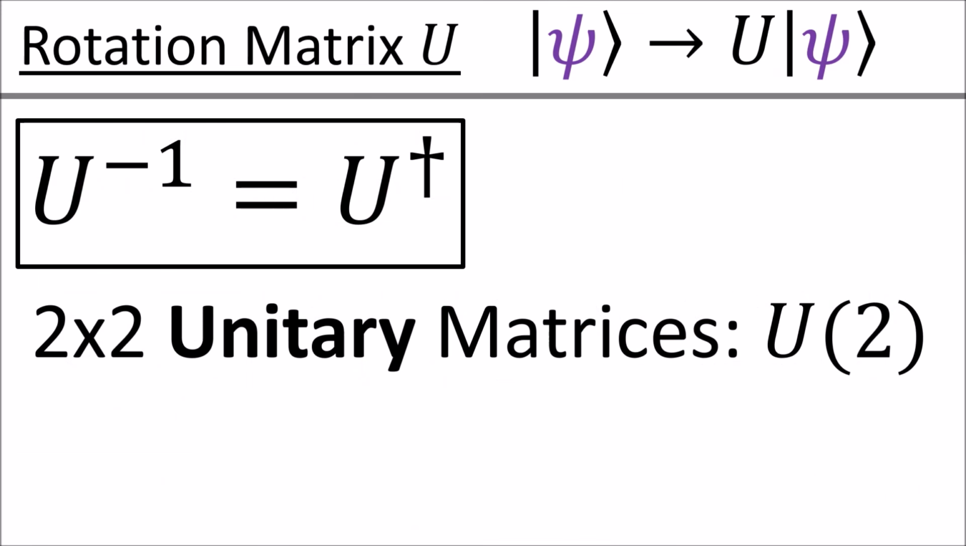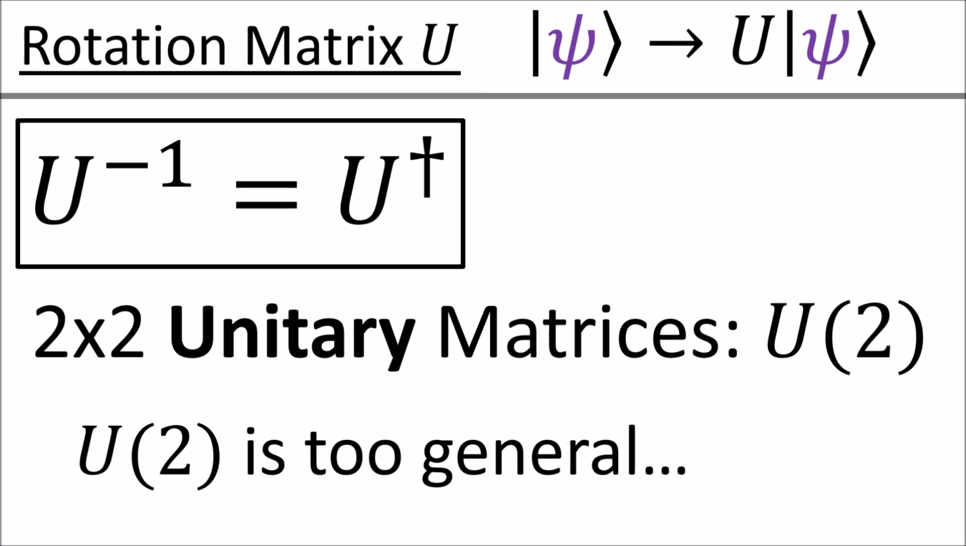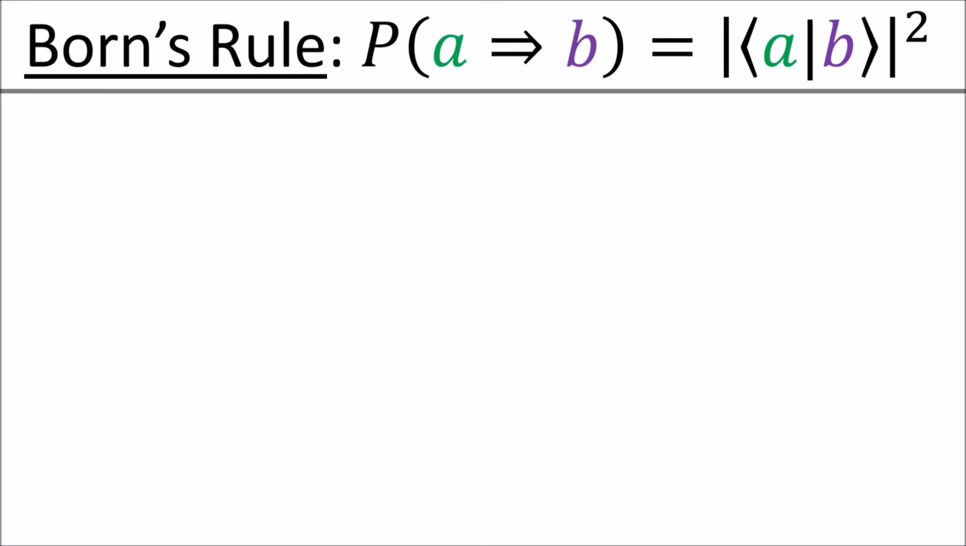Now, it turns out that for rotating these quantum states on the sphere, U2 matrices are too general, because we've missed an important fact about Born's rule. As we already know, Born's rule tells us that the probability of measuring a state A collapsing into a state B is the squared magnitude of the inner product of A and B.